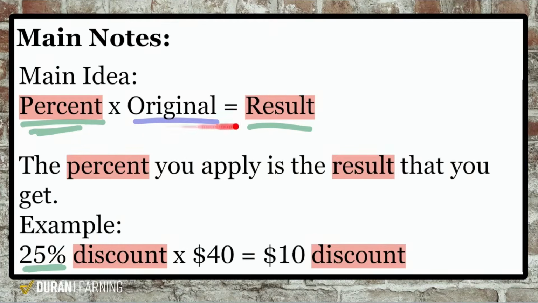So I want to keep things as simple as possible. Your formula has three different things: the percent, the original, and the result. The cool thing about this formula is that the percent and the result, when you use this formula, they represent the same thing. So if you plug in a 25% discount, you're going to get the amount of the discount. If you plugged in a percent for the tax, you're going to get the amount of the tax. If you plug in a percent for the final amount, you're going to get the dollar amount that is the final amount.